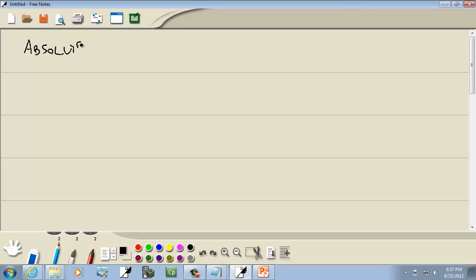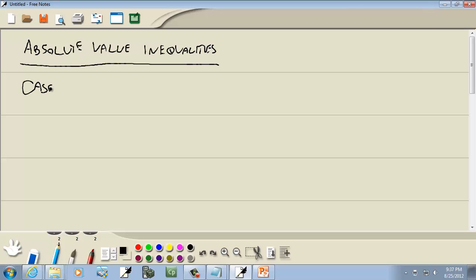So let's see, absolute value inequalities. We have two cases of that. Our first case is where we have the absolute value of something is less than something else. If you have it in that form, then you can rewrite it as negative q is less than p is less than positive q.